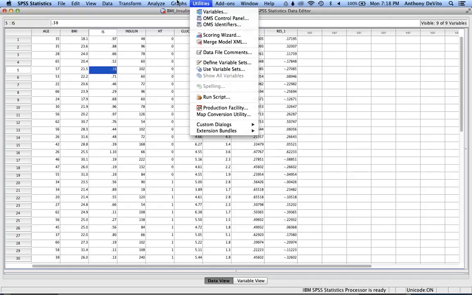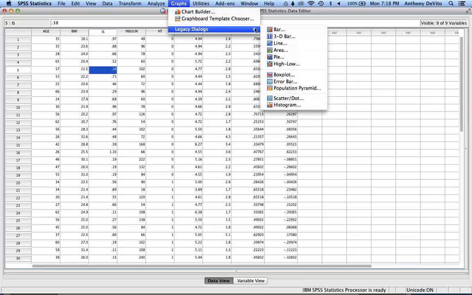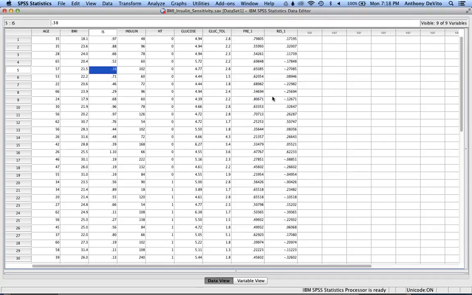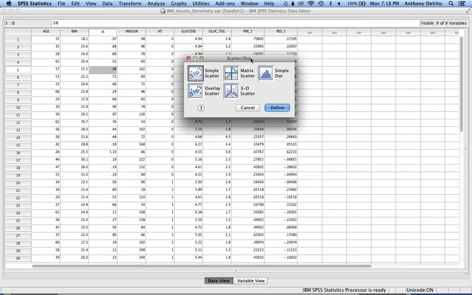First thing I might do is take a look at it graphically. So I'm going to go to graphs. I'm going to go to legacy dialogues because it's just the easiest one. You can play around with chart builder if you want. They're kind of like macros, they'll walk you through the process of building a chart or a graph. But I think it's good enough to just go to legacy dialogues. We can choose scatter dot. Scatter dot is just going to put a dot for each x and y value, the x and the y for BMI and insulin sensitivity.